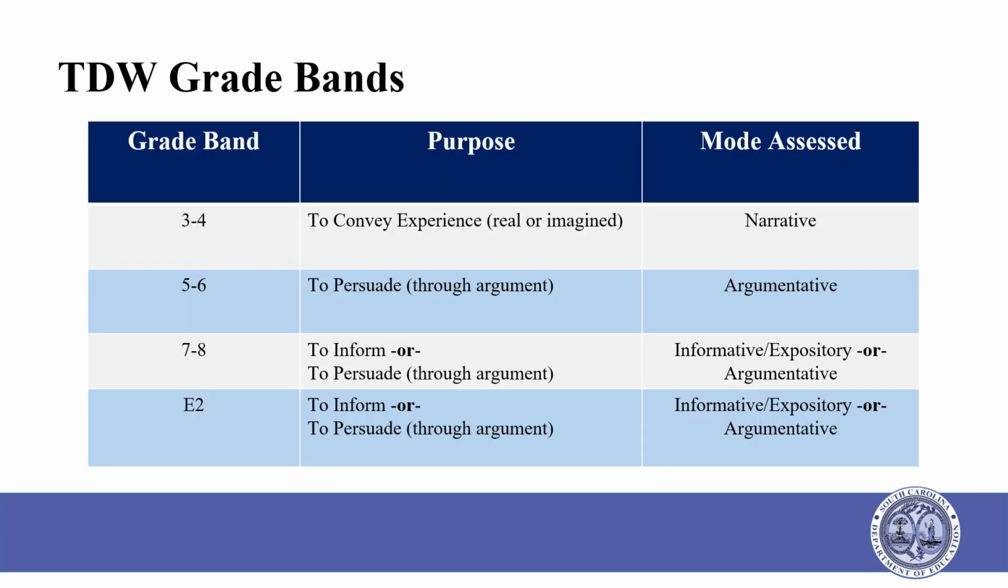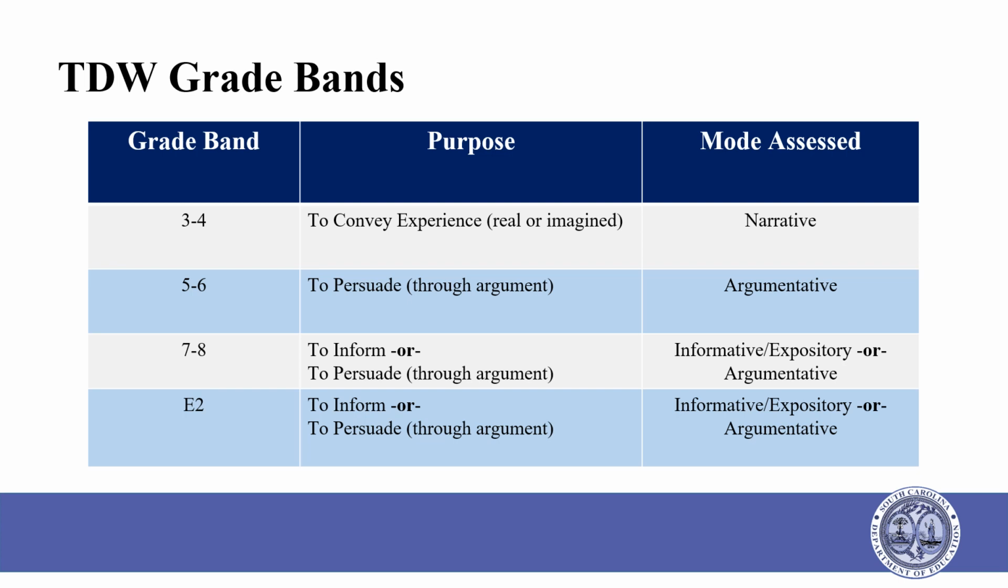As mentioned previously, the TDW grade bands are as follows. Students in grades 3 and 4 will respond to a text-based item asking them to convey an experience, real or imagined. Students in grades 5 and 6 will respond to a text-based item asking them to persuade through argument. Students in grades 7 and 8 and English 2 will respond to a text-based item asking them to inform or to persuade through argument.